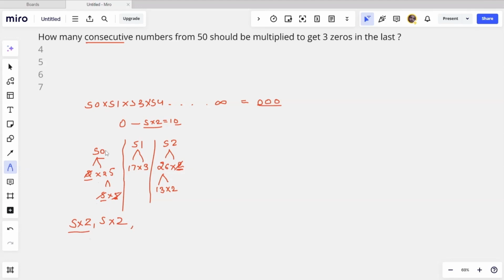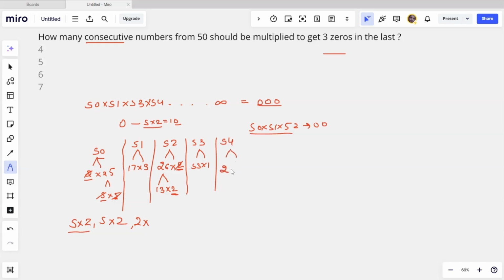So it means if we multiply 50 into 51 into 52, the product of this will contain 2 zeros. Okay, but we want 3 zeros. So we will check in another number, which is 53. 53 is a prime number, so it will become 53 into 1. So we can't make another pair here, but we have another 2 here, so we can write it here. So we need one 5 till now. Let's check it in another number.